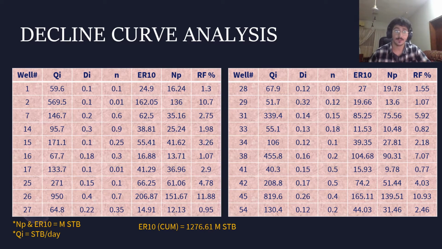A decline curve analysis was conducted for the 20 wells that we have production history for. For example, we have calculated the amount that we produced, Np, and the numbers seen in the table are in MSTB. Also, we have tabulated our initial flow rate for the 20 wells. Then we have also forecasted the production for the next 10 years. What will be our production for the next 10 years? Also, the ER10, which is the forecasted production for the next 10 years, is in MSTB. The total cumulative forecasted production for our field is 1,276 MSTB.